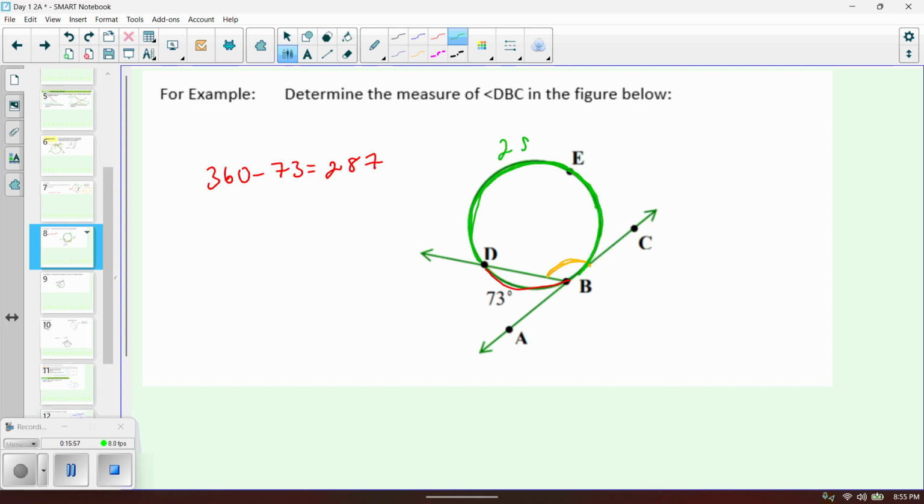That's 287. So then the orange arc, the orange angle that we're looking for there is half of that. And whatever half of 287 is, 287 divided by 2 should be, what is that, 143.5, I believe. 143.5 degrees. That is the measure of angle DBC. And that's the one we're looking for. Okay, a few more.